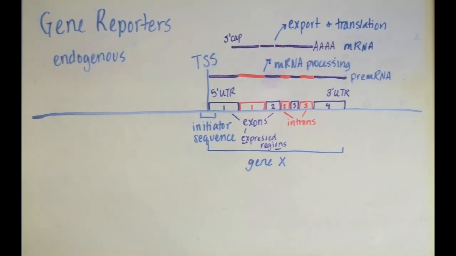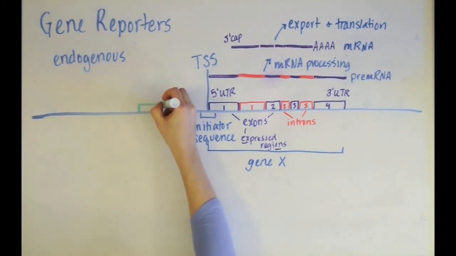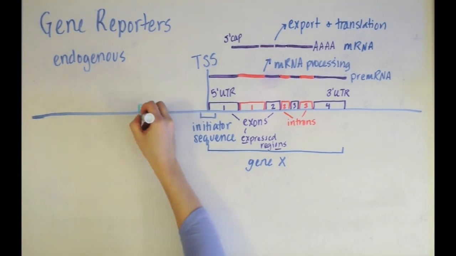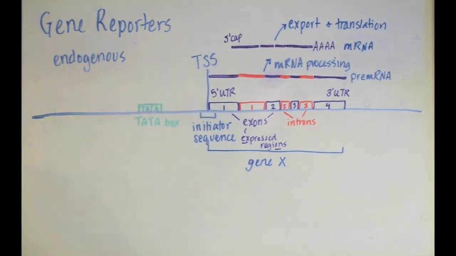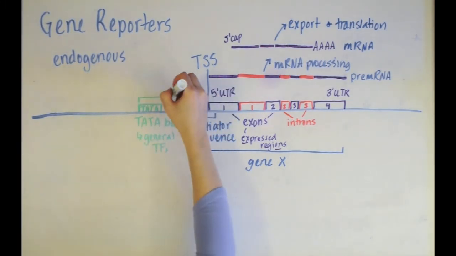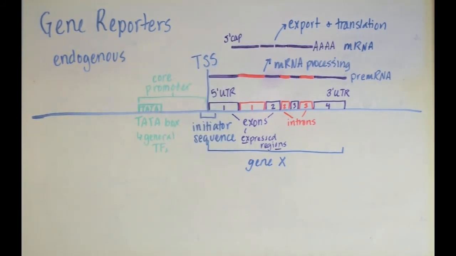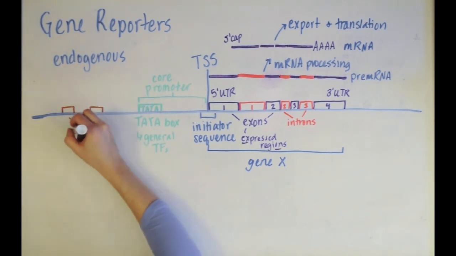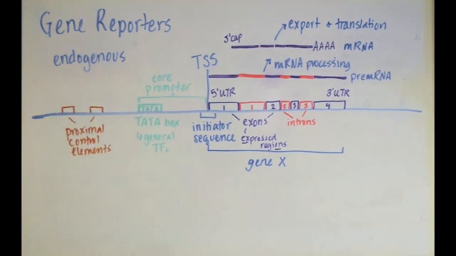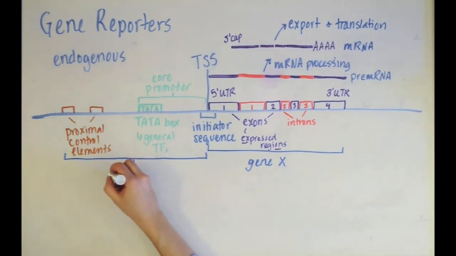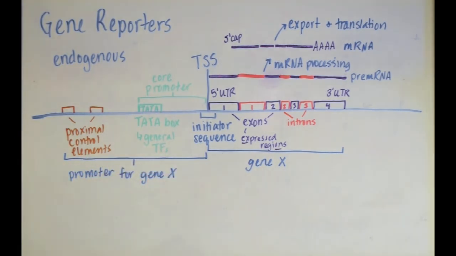Now upstream of the gene, we have the promoter, which is composed of several elements. First, there's the TATA box, which is named for its nucleotide sequence and serves as an important binding site for general transcription factors. The core promoter includes the TATA box and part of the initiation sequence, which is right next to the start of the gene. The promoter also includes other proximal control elements, such as binding sites for specific transcription factors. The promoter is responsible for controlling when, where, and to what extent a particular gene is expressed.